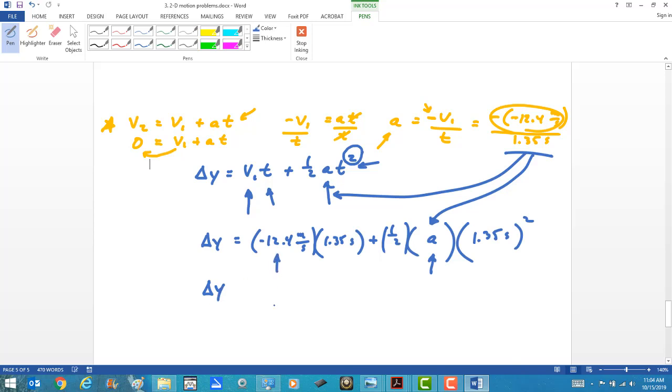The way we have the signage working here, you'll end up with a number between 8 and 10 meters, but it'll be negative. All that means is the way we have the sign convention worked out, it ends up being a negative number, but it represents the height that the rock goes, which is the answer to part C.